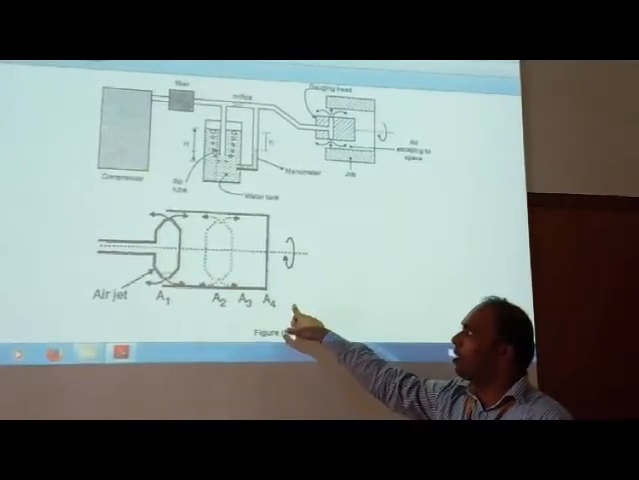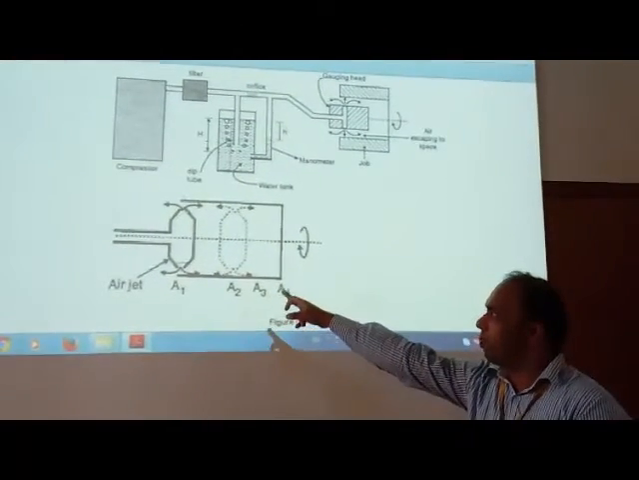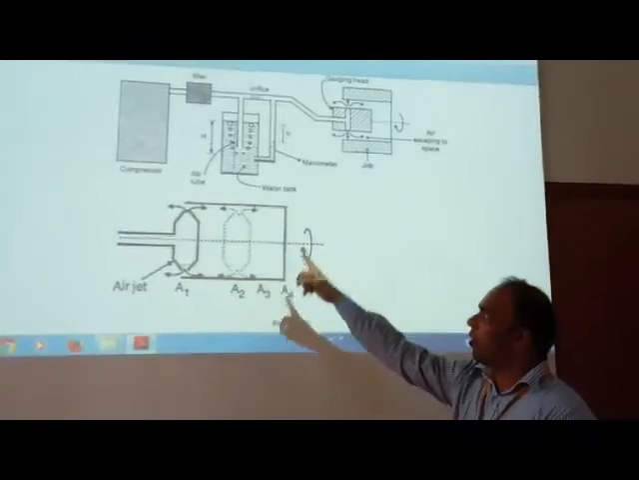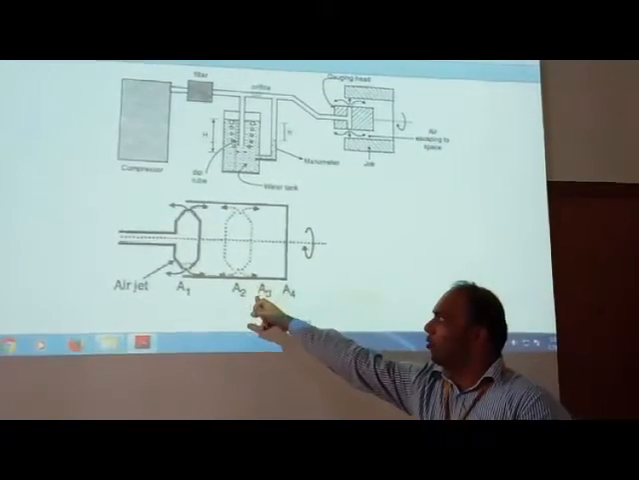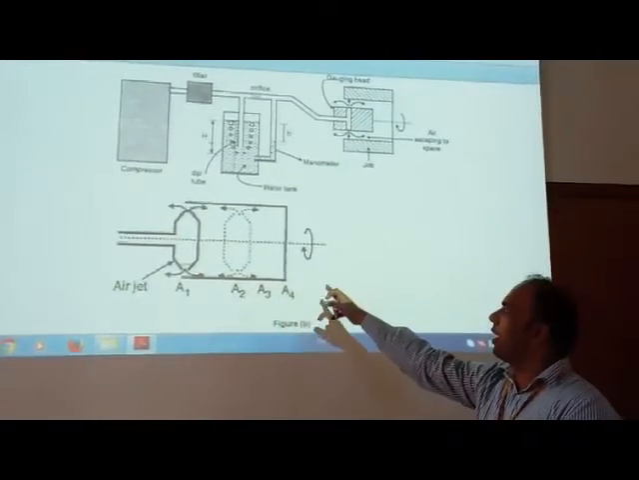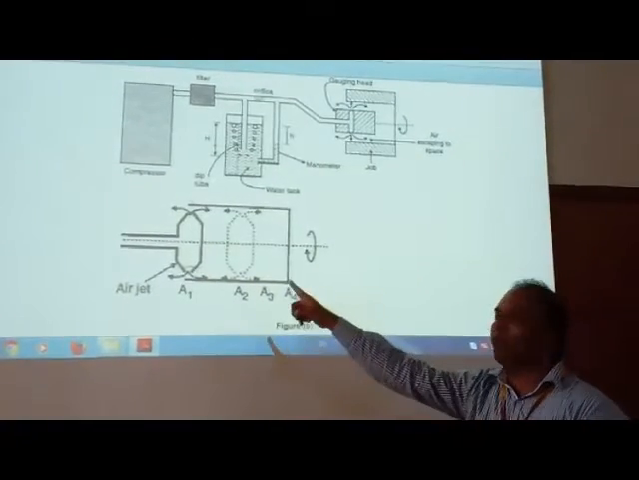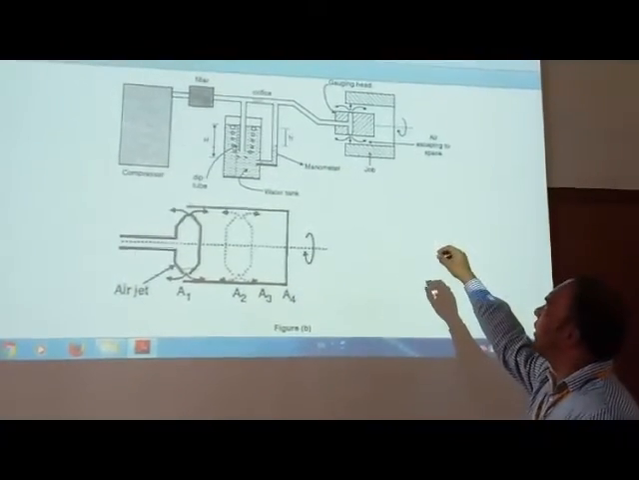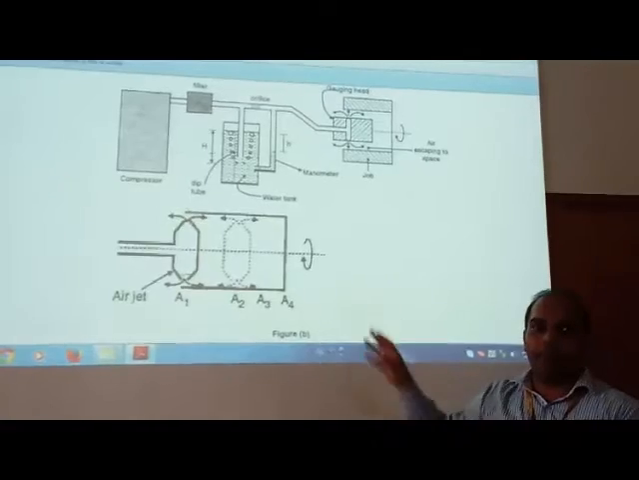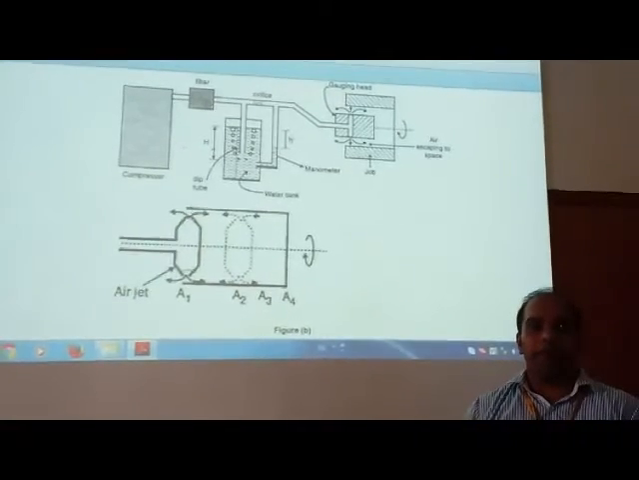In this diagram, you can see the air jet is passing at point A1 at a constant pressure, but A2 is having somewhat of a deflection, and A3 is having some more deflection, so it will give a number of readings. Likewise is the operation of the pneumatic comparator.